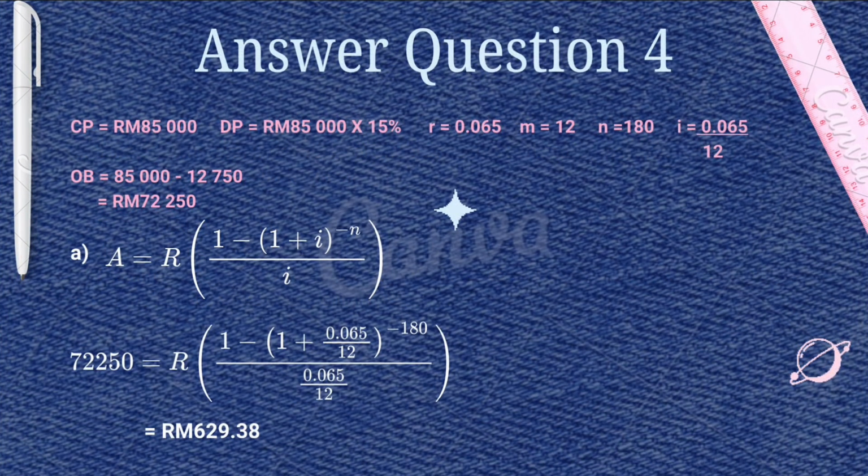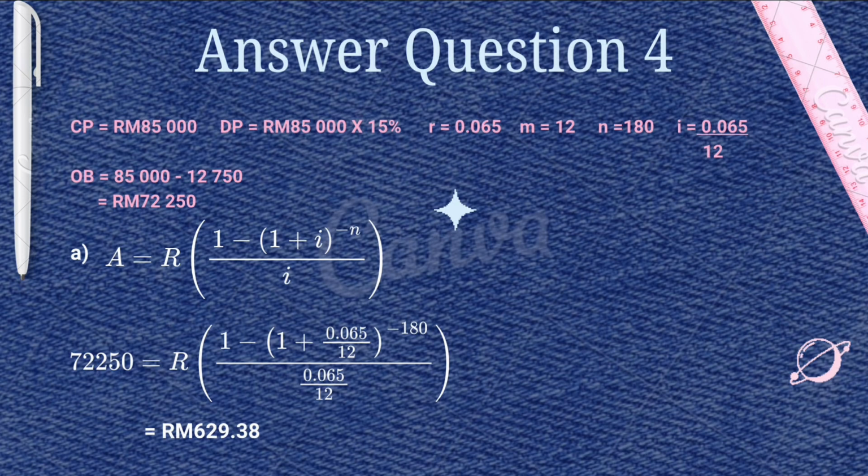The cash price of the car is 85,000. The buyer makes a 50% down payment, which is calculated as 85,000 multiplied by 50%. This gives a down payment of 12,750 ringgit. Therefore, the outstanding balance to be financed is 85,000 minus 12,750 ringgit, which equals 72,250.